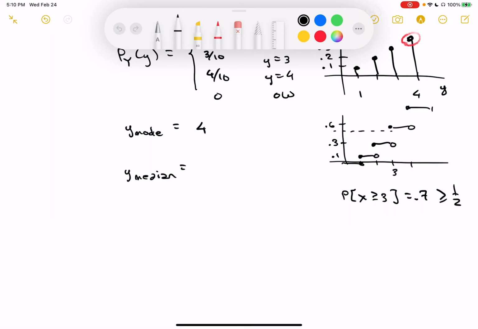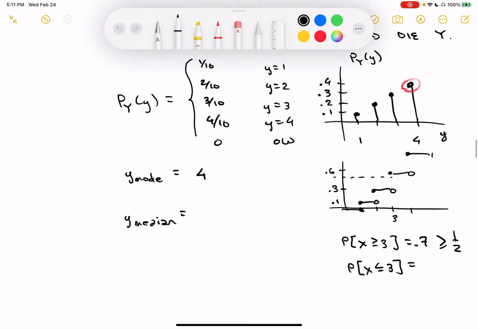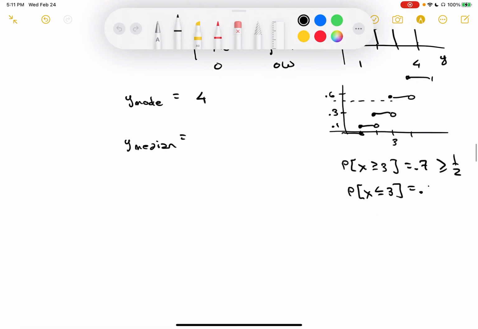So the probability that x is greater than or equal to 3 is 0.7, which is certainly greater than or equal to a half. And then I just look at the other side, the second of the two conditions: the probability of x being less than or equal to 3, also something that is greater than a half. In this particular case, I'm going to have 0.3 plus 0.2 plus 0.1 is 0.6. So I get 0.6, and certainly that is greater than or equal to half.